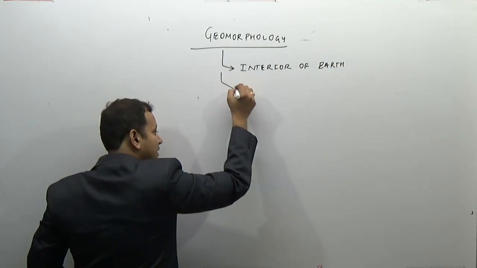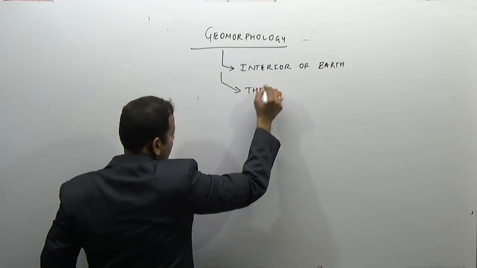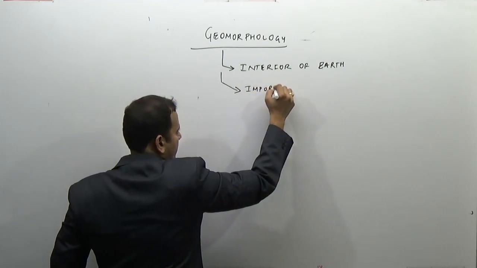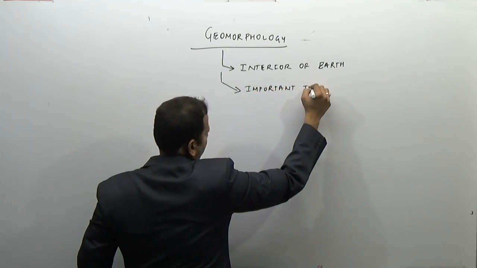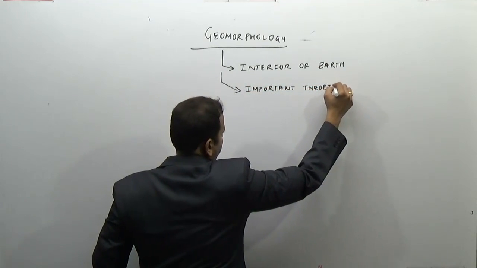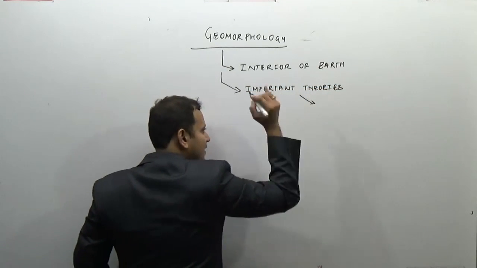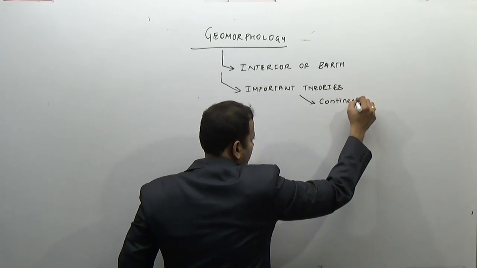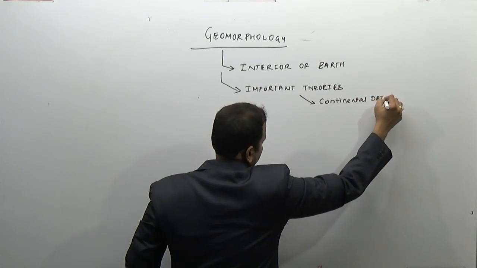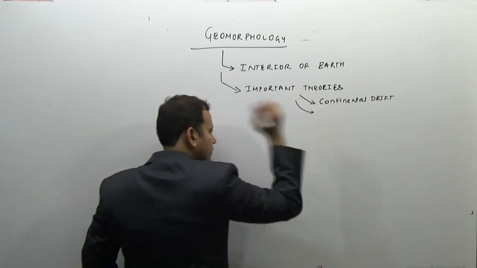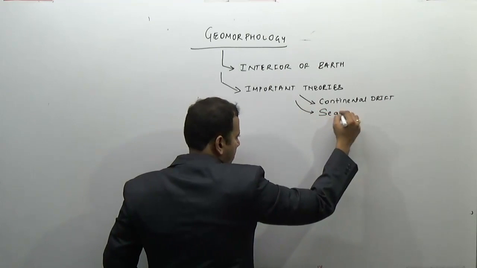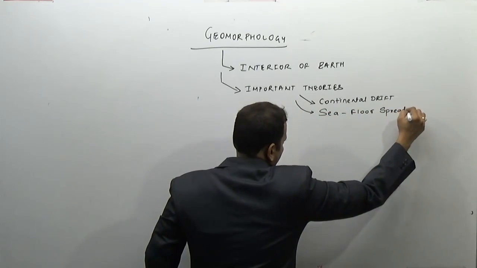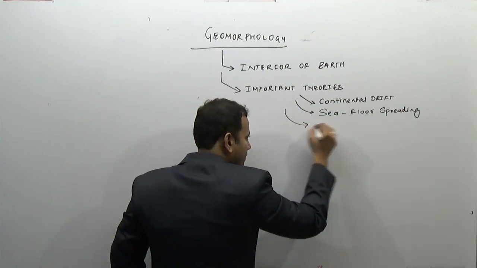The second is theories in geomorphology, some of the important theories in geomorphology. These theories are continental drift theory, sea floor spreading, and lastly, plate tectonic theory.